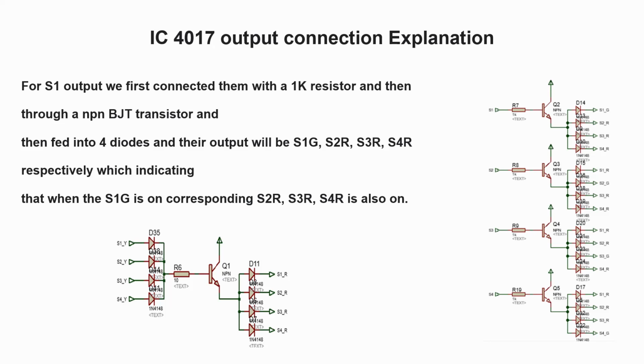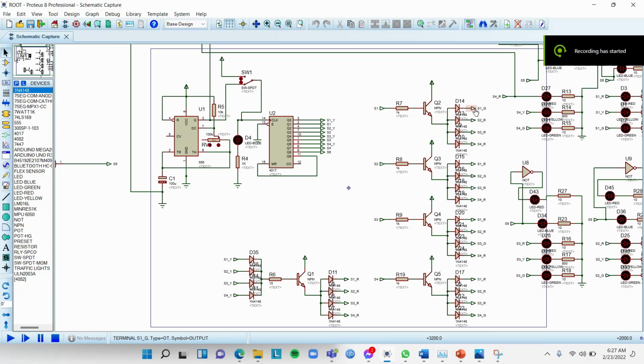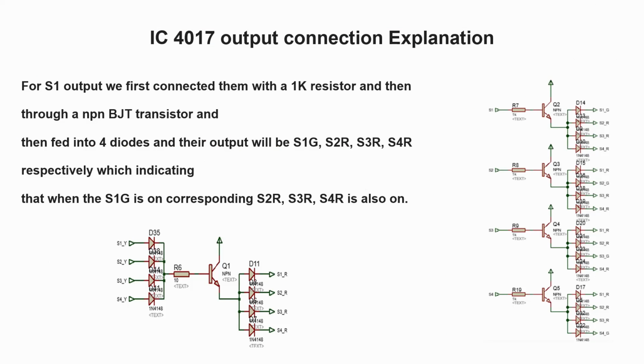IC 4017 output connection explanation. For S1 output, we first connected it with a 1K resistor and then through an NPN BJT transistor, and then fed into 4 diodes, and their outputs will be S1G, S2R, S3R, S4R respectively, which indicates that when S1G is on, the corresponding S2R, S3R, S4R are also on. And in our case studies, it is similar to case 2, where T1's green light is on and T2, T3, T4's red lights are on.